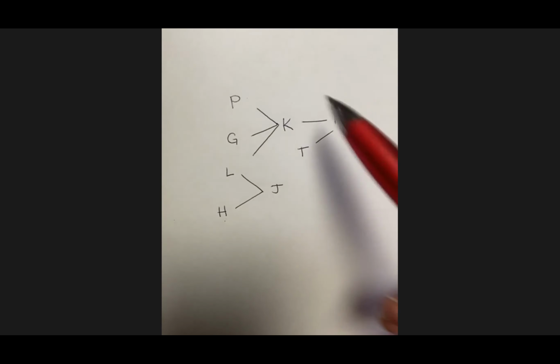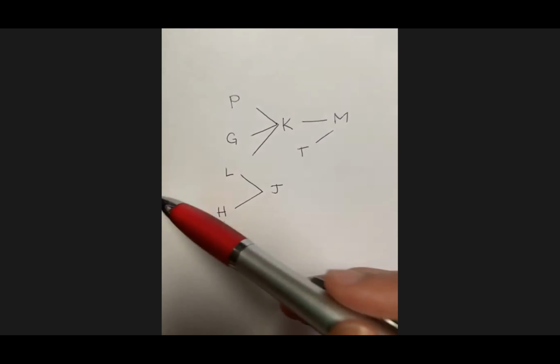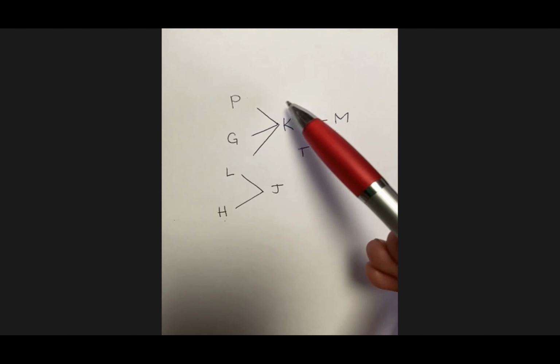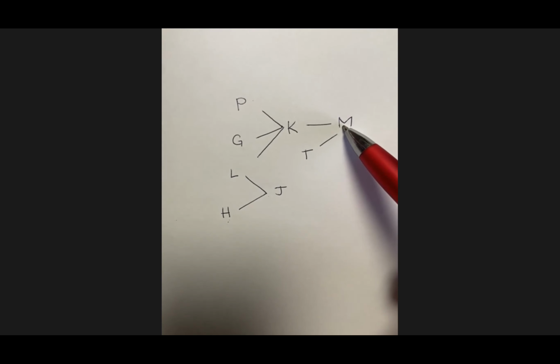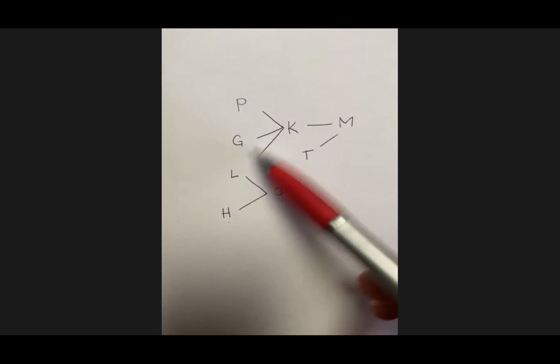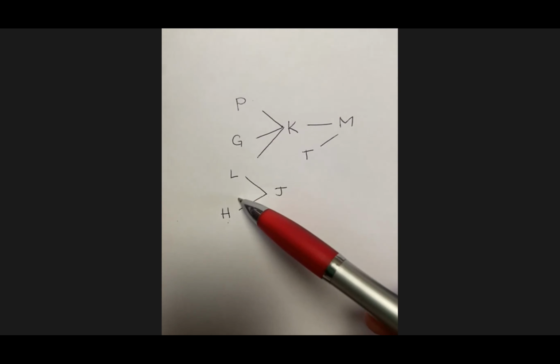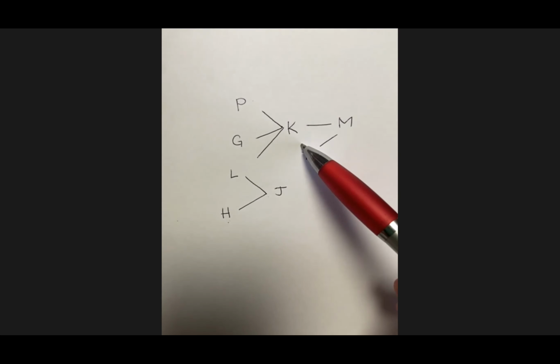T can also. So all the letters that don't have any lines before them can come first, right? K has lines before it, J has lines before it, M has lines before it. So those can't come first. So the ones that come first are P, G, L, or H, or T. Sorry, T also doesn't have any lines before it.